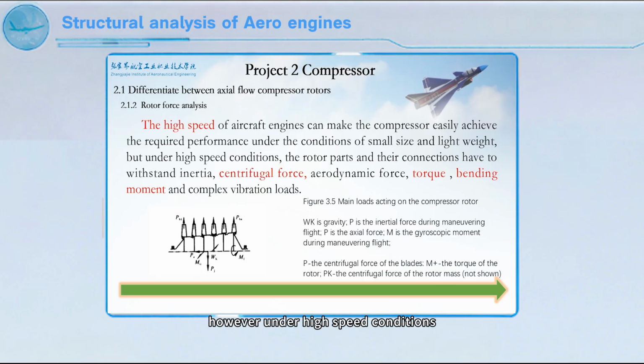However, under high-speed conditions, the rotor parts and their connections must withstand huge inertia, centrifugal force, aerodynamic force, torque, and complex vibration loads. If the part profile and force transmission scheme are not designed properly, there is a risk of destruction and damage during operation. If the centering scheme of the rotor parts and components is not appropriate, the rotor is improperly assembled. The balance is not good, and the lateral rigidity is insufficient. When the compressor is working at a high speed, the rotor will vibrate violently and affect the normal operation of the engine, which is a disadvantage.